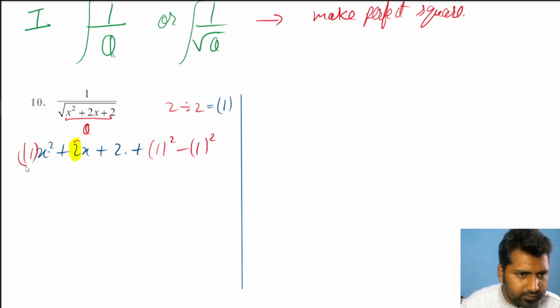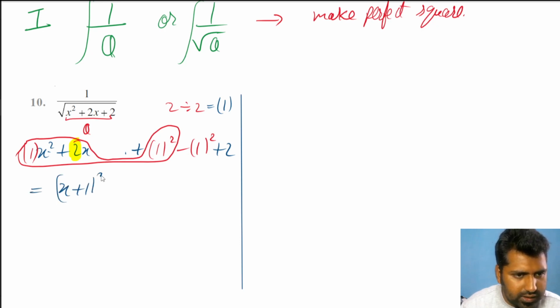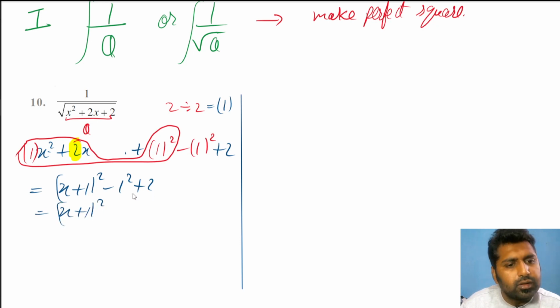And you look at this term. Automatically this will happen always. x square plus 2x plus 1, so x square plus 2x plus 1 square. Let's remove this constant and write it later. Now this is easy to understand. x square plus 2x plus 1 square is x plus 1 whole square. So this becomes x plus 1 whole square minus 1 square plus 2, so this is x plus 1 whole square plus 1 basically.